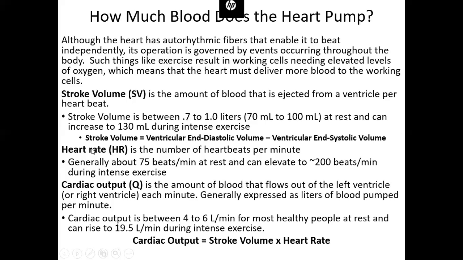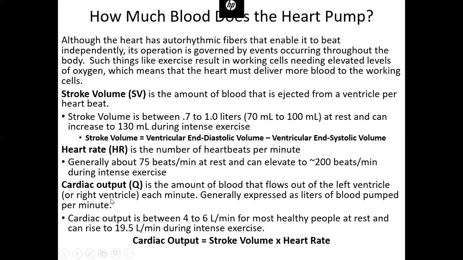You take the number of beats your heart takes per minute, you multiply it by the amount of blood it ejects per heartbeat, and you get cardiac output, which is what this calculation is at the bottom. Stroke volume times heart rate: the amount of blood that flows out of our left ventricle or right ventricle, though we usually are more concerned with the left ventricle, each minute. So it's the amount of blood per minute that flows out of our heart.